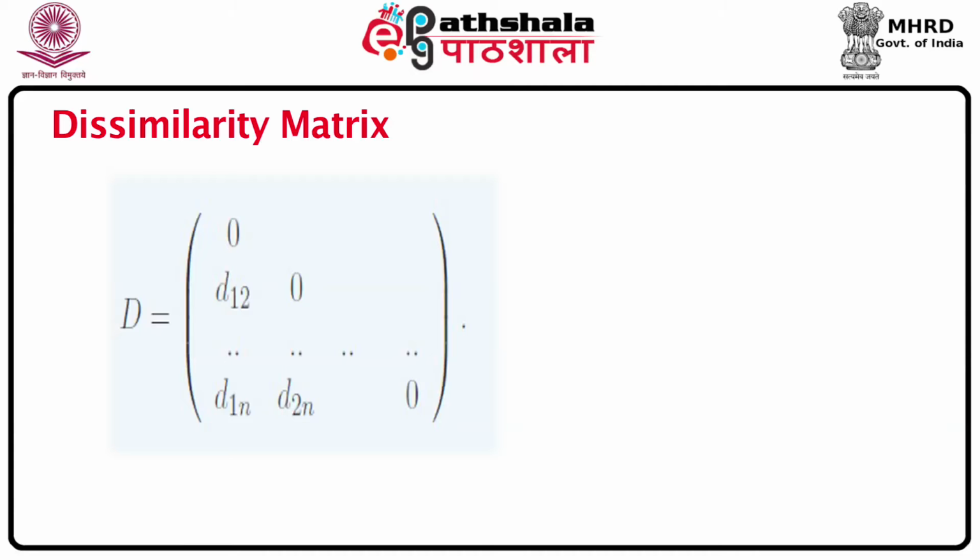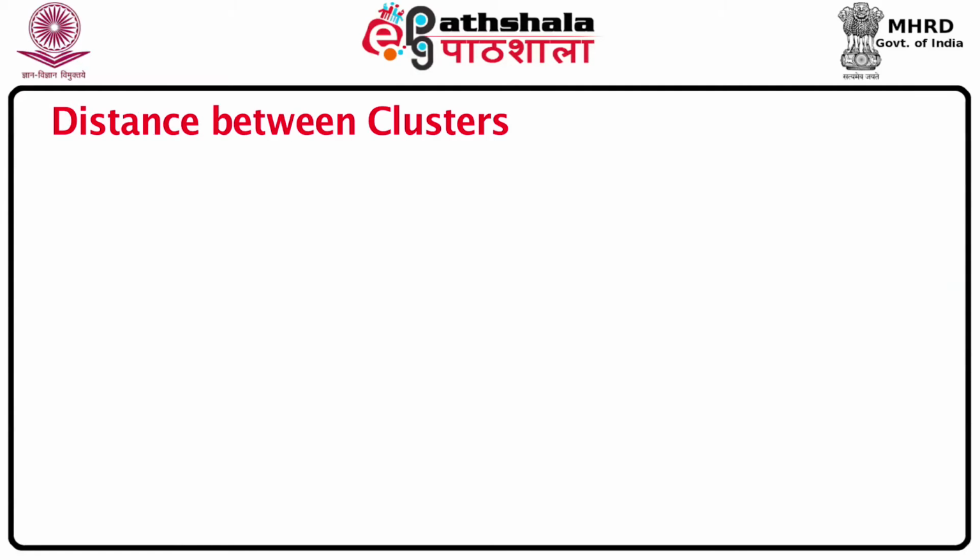It's quite obvious that this matrix is going to be symmetric because the distance D12 between the first and the second individual is the same as the distance between the second and the first individual. So, we just need to have a lower triangular matrix or maybe an upper triangular matrix with the diagonal elements all equal to 0. We call this the dissimilarity matrix, and this is the basis on which we will form the clusters. Now, once we have a cluster, we need to find the distance between these clusters.